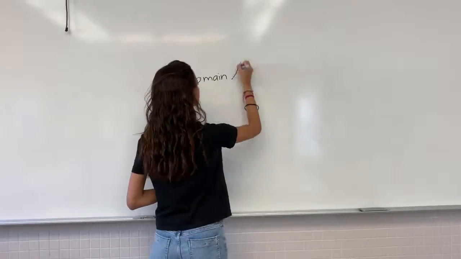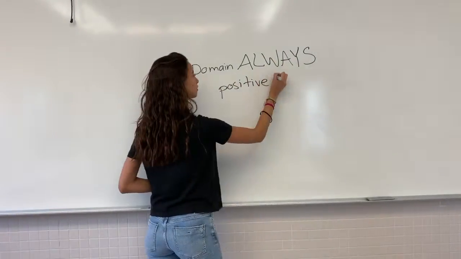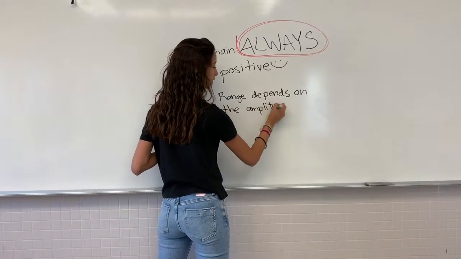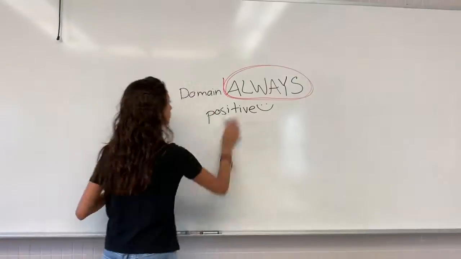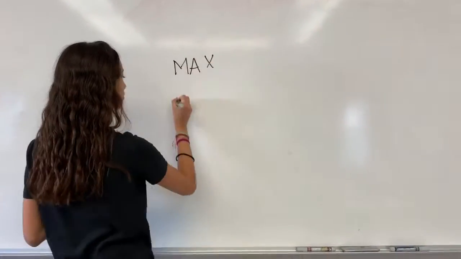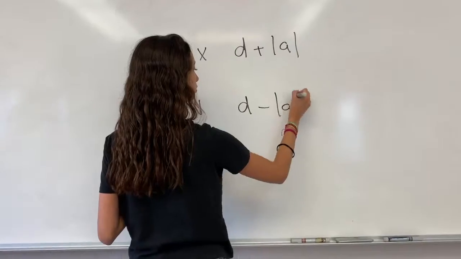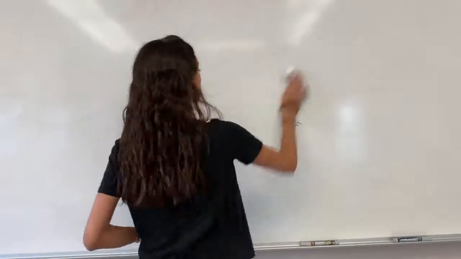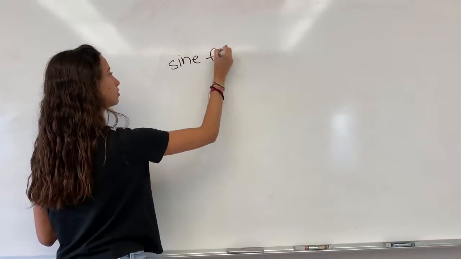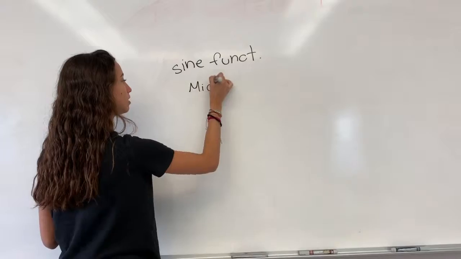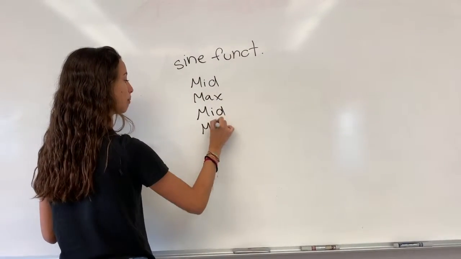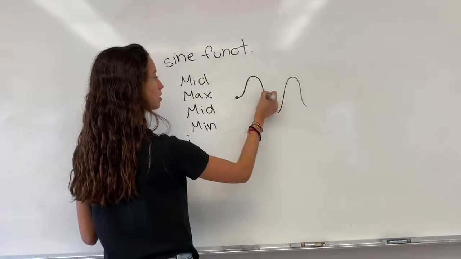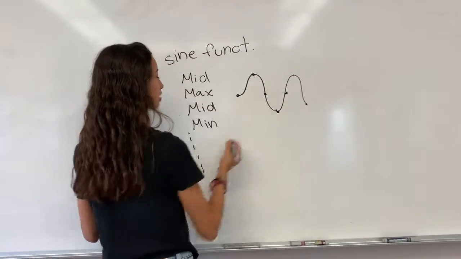The domain of a sine function will always be positive, while the range of the function will depend on the amplitude and the shifts of the formula given. To determine the maximum and the minimum points of a sine function, you just add or subtract the amplitude to the vertical shift. A sine function will always start on the midpoint, then go to the maximum point, then the midpoint, minimum, and so on. For example, this is the graph, and then mid, max, mid, min, and so on.